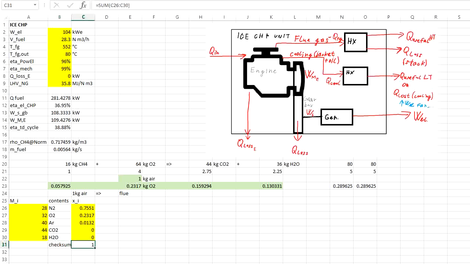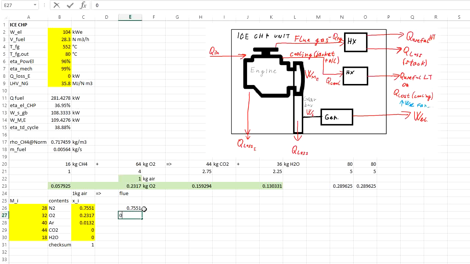Some to check that everything is in order. So when we combust this air in stoichiometric amount with the methane, we will get, and now in the flue gas, where at first per 1 kilogram of air we will get the same amount of the nitrogen.